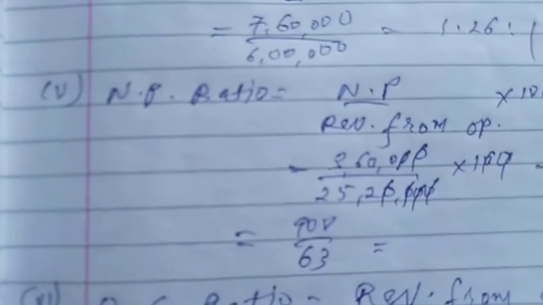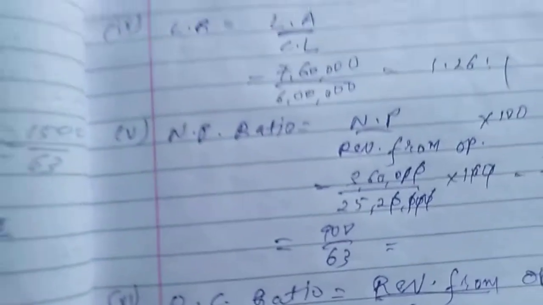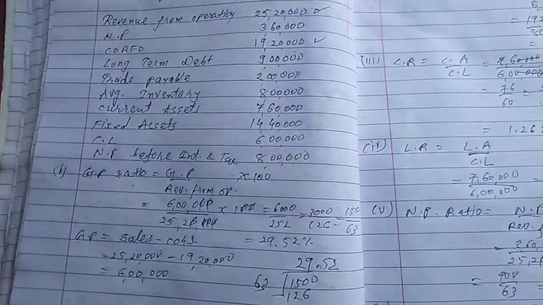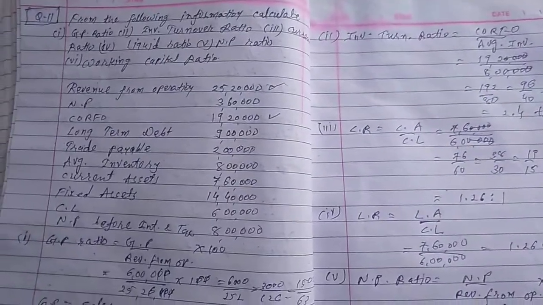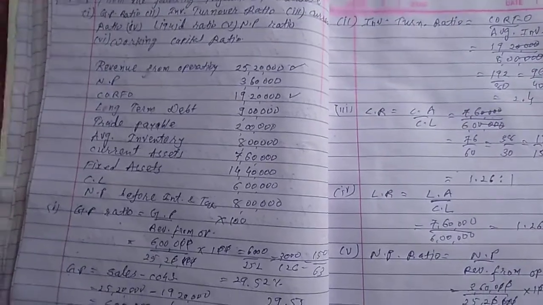I hope you have understood this sum. Also, you have to calculate 900 divided by 63 in reduced form. First of all write in reduced form, then divide it, so it will be easy for the division. I hope you have understood this sum.